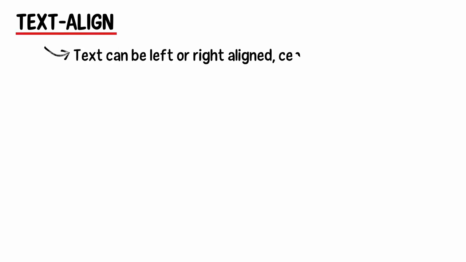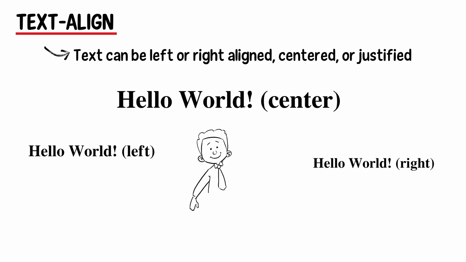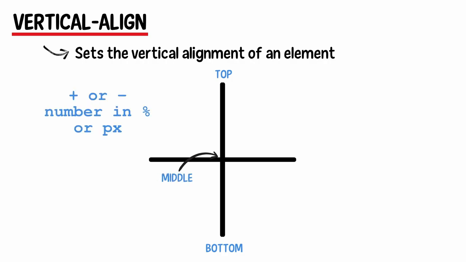Text align. It determines where the text should be, on left or right or center, inside or justify a particular element like div. Vertical align. This determines whether the element should be at the top, bottom, or in the middle of the structure. Value can alternatively be expressed as a positive or negative number in percent or pixels. A positive number indicates that it is closer to the top, while a negative number indicates that it is closer to the bottom.